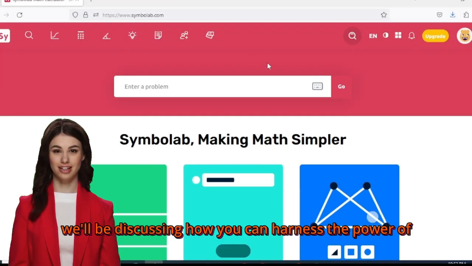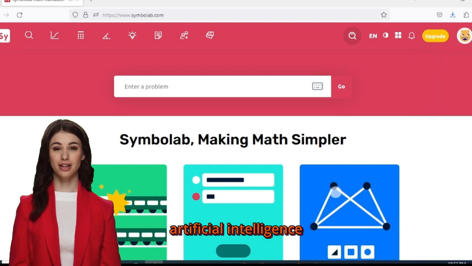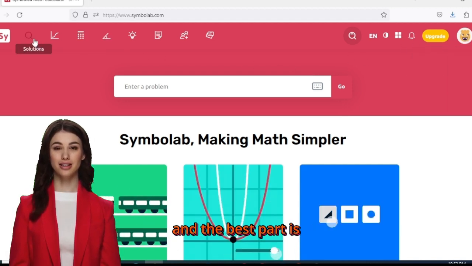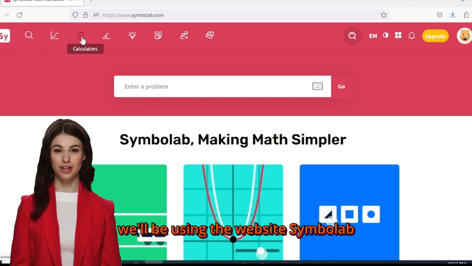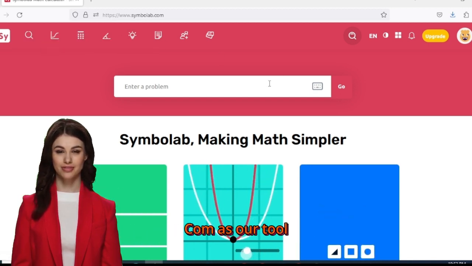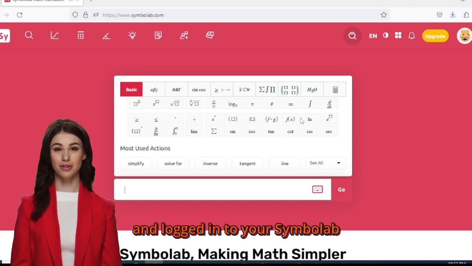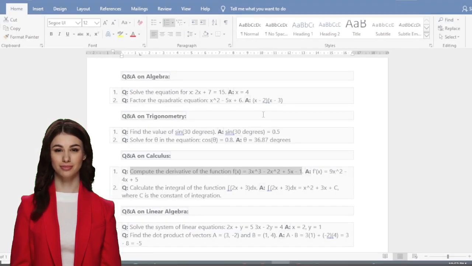We'll be discussing how you can harness the power of artificial intelligence to solve challenging math problems. And the best part is, we'll be using the website Symbolab.com as our tool. However, before we dive in, make sure you've signed up and logged in to your Symbolab.com account.